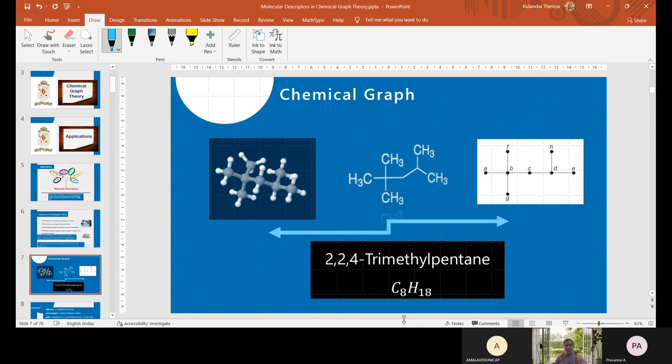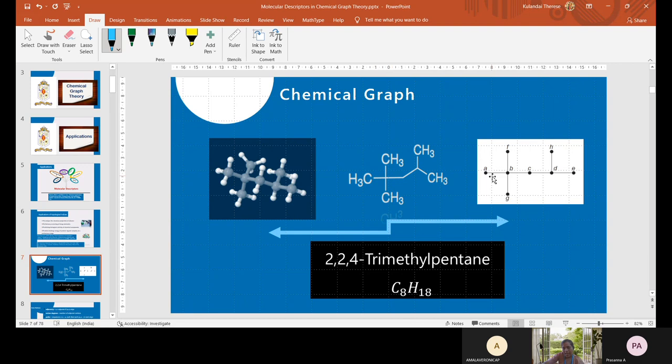You can see that this is 2,2,4 trimethyl pentane, C8H18. You can see the molecule here, molecular representation. It is in 3D and this is the chemical formula. This chemical formula can be extended to the chemical graph. See, every atom is represented as a vertex. A, B, C, D, like this way we represent. Therefore, we represent the atom as vertex in a graphical way. And the bond, this is nothing but an edge.